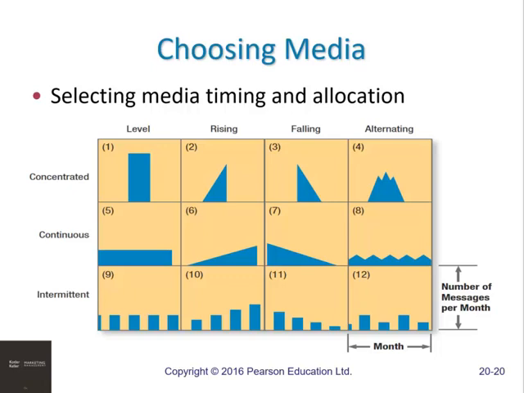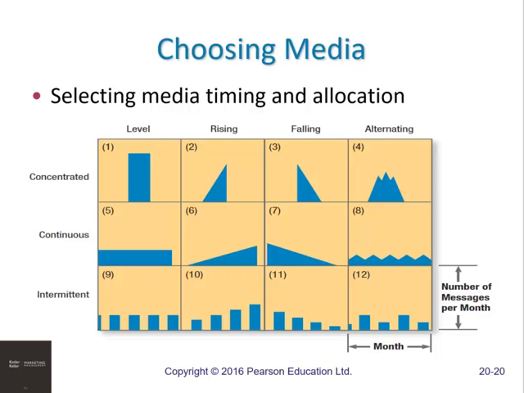Macro scheduling decisions relate to seasons in the business cycle. Suppose 70% of your product sales actually occur between June and September. The firm can vary its advertising expenditures to follow the seasonal pattern, to oppose the seasonal pattern, or be constant throughout the year. The micro-scheduling decision calls for allocating advertising expenditures within a short period to obtain maximum impact.